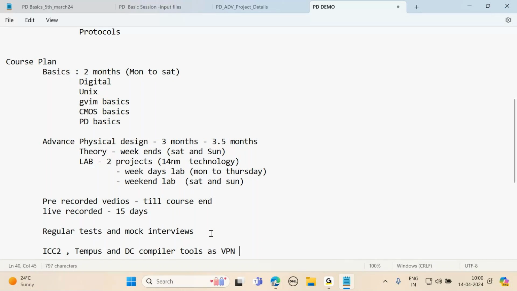So you are given VPN access. VPN means virtual private network. From your laptop, you are going to access our server. Our team will help you with how to access that. But you should have internet, or you can come and access it through the institute itself. You can come to the institute when lab is happening. From your laptop you will access our server, and from our server you are going to open the tool.